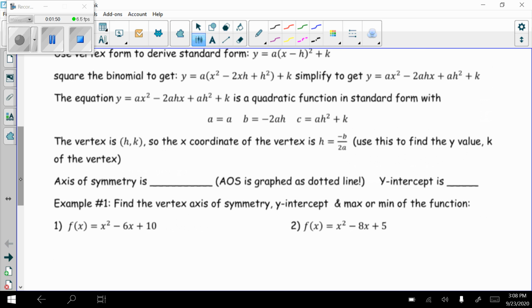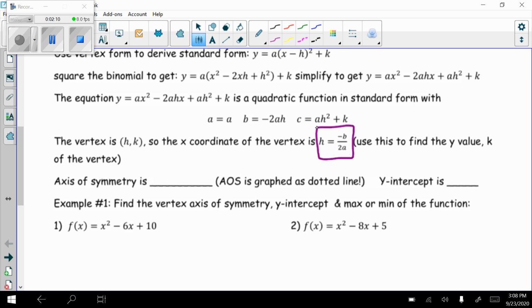Okay? So what we need to know about all of that. The vertex is still h comma k. The x-coordinate of the vertex is this formula. So this is the formula that we're going to use. H equals negative b divided by 2a. This is how we find the x-coordinate of our vertex. And then when we plug that back in to find the y value of our vertex.